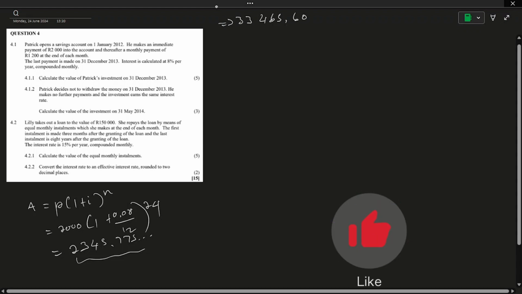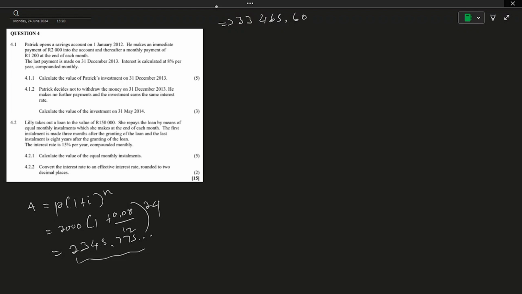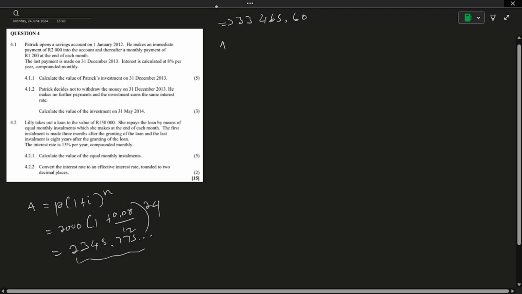33,465.60. So we are told that this person left this money in the bank and didn't continue to deposit any 2000s. So if this person did not continue to deposit anything, it means we no longer treat it as a future value scenario. So now we just treat it as a compound interest scenario. So in other words, we're going to say A equal to P 1 plus i, and it's the same interest, luckily, right? So we know we have our P, we have our i. Now let's try to work out our n.